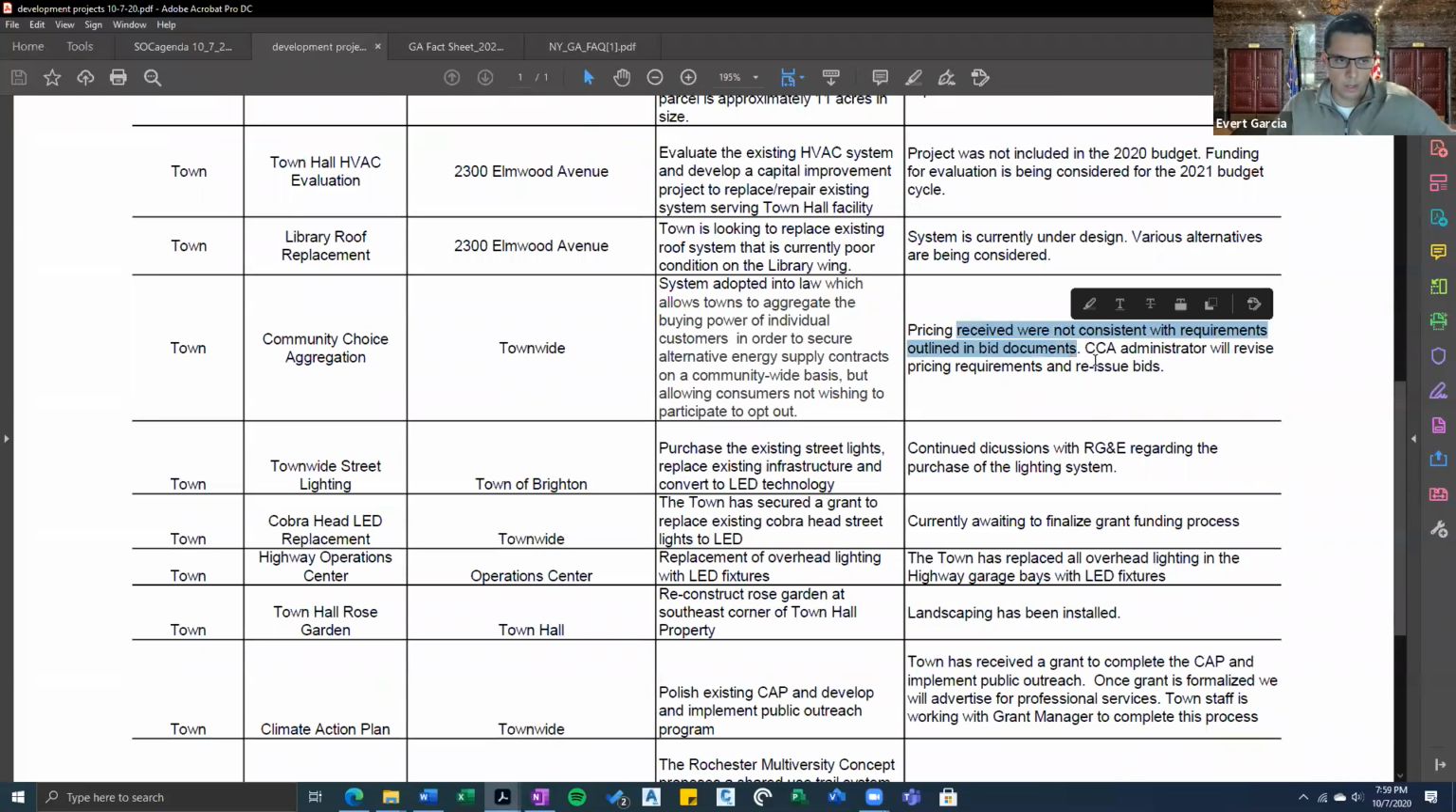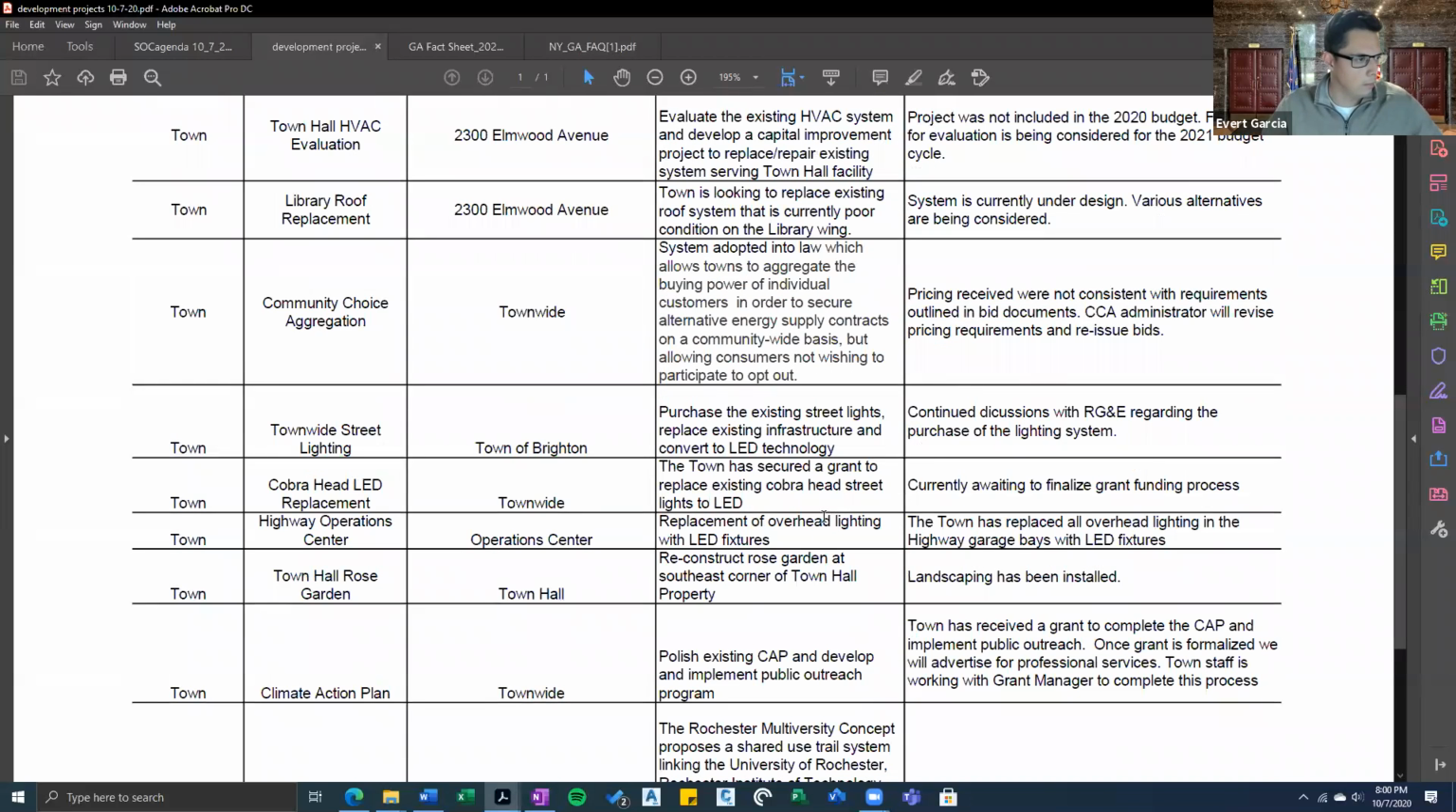CCA, we got a great update from Robin on that, so some good news. Let's see, Cobra Head LED replacement. That is one of the projects that we're waiting for grant funding on. So we were told that we have a grant to replace Cobra Head lights, street lights on our main roads there, but we actually don't have the funds and don't know when we anticipate them at this time.